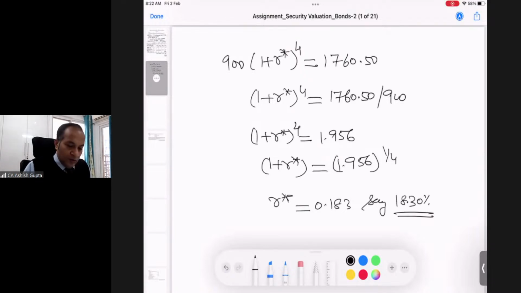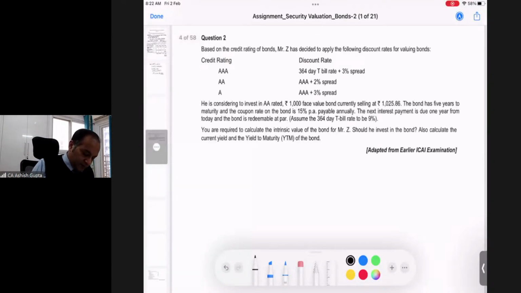Okay, students. So I hope now you have made clear what is the realized yield to maturity. Okay, now I am coming to question number two. Just read the question carefully.